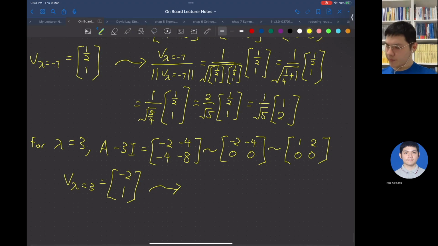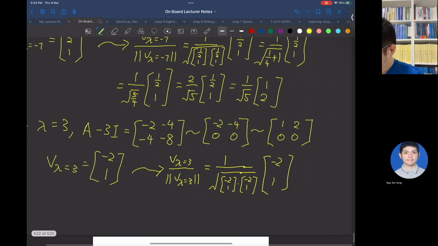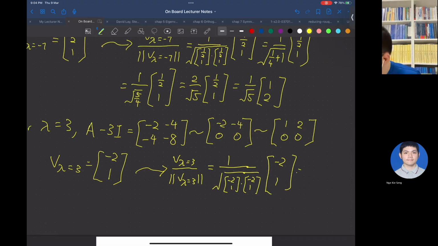All right. So what is v lambda equals 3 over x length? Okay, let's compute x length. All right. So the length is actually 1 over square root 5. Okay.